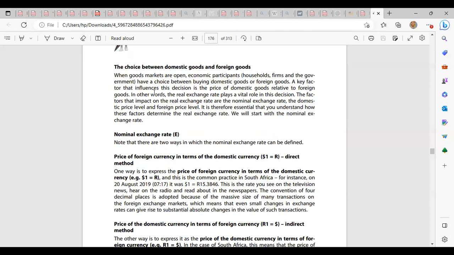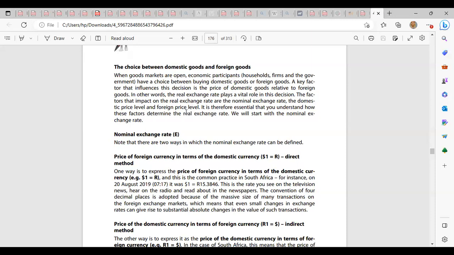So the key factor that influences the decision is the price, right? It's not the only one, but it's the key factor, which is the price of domestic goods relative to foreign goods. In other words, which is the real exchange rate. Whenever in economics we talk about real, think about actual quantities, as opposed to amounts and numbers, which change depending on many factors.